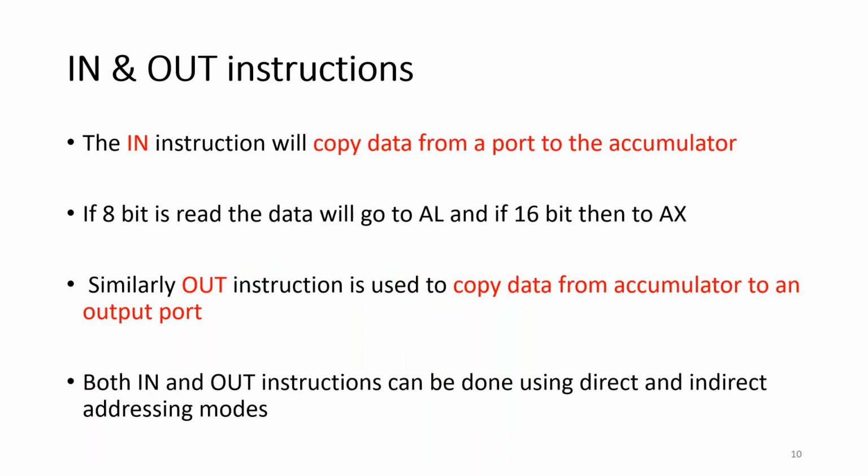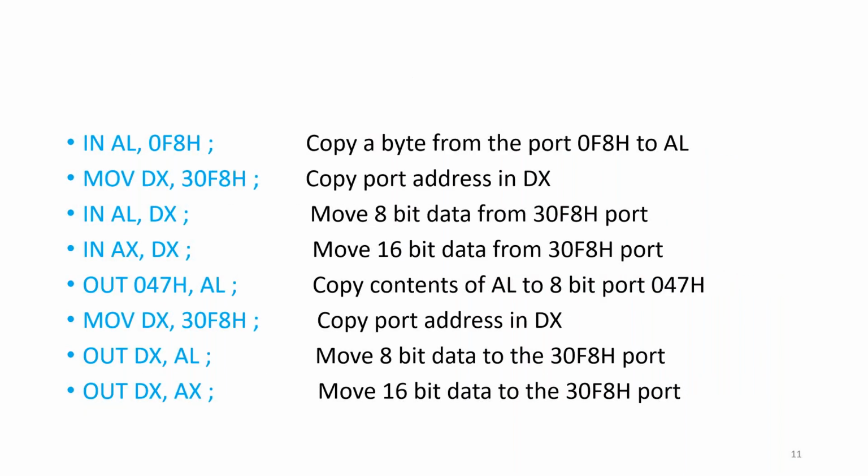Next, in and out instructions. In and out instructions are used to connect your peripheral devices using input-output ports. These are some examples of in and out. In AX comma 0F8H: the content present at port 0F8H will be moved to the accumulator. The DX register data will be moved towards the accumulator. This is your input operation. This is the output operation.